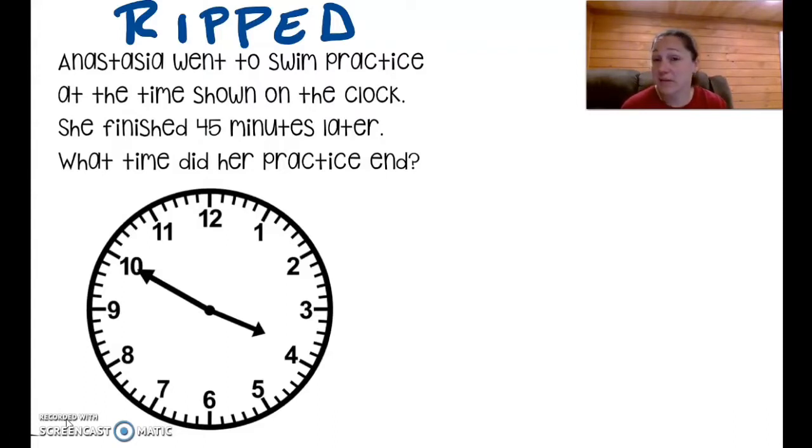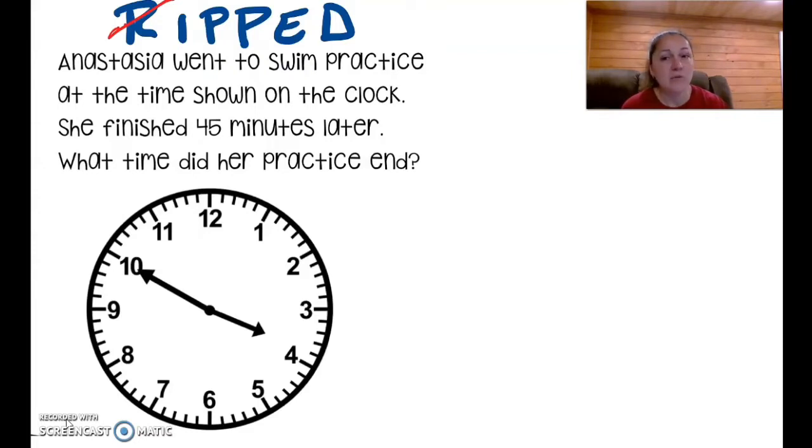Anastasia, it's a very nice name, went to swim practice at the time shown on the clock. She finished 45 minutes later. What time did her practice end? R, I read it. I identified the important information. Let's go. We're going to find Anastasia went to swim practice at the time shown on the clock.